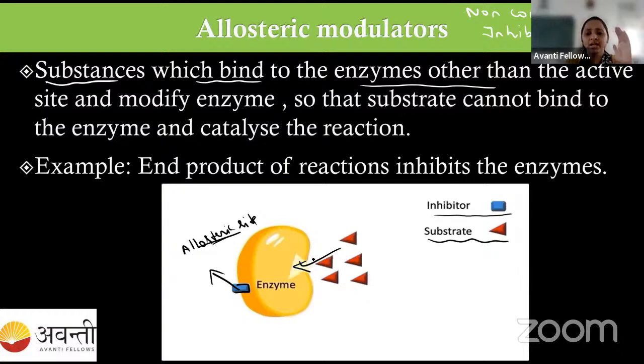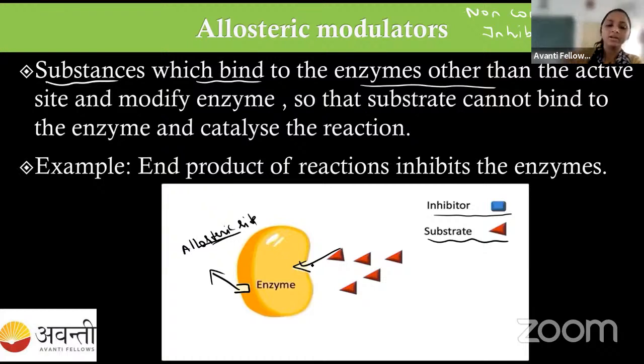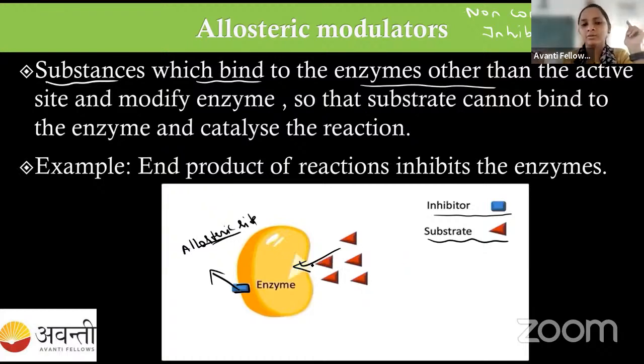At that time, it is not going to bind to the active site of the enzyme. Thereby, it is damaging the active site. The enzyme cannot bind to the substrate and convert the substrate into the product. Okay. So this is what happens in the allosteric modulators.